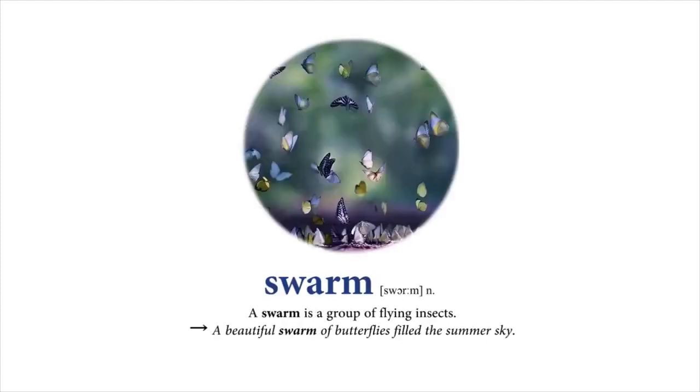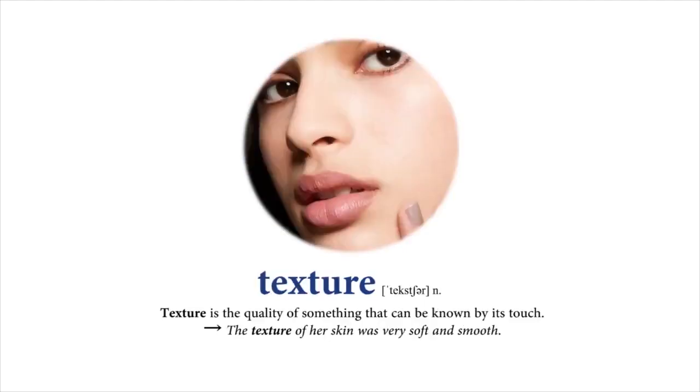Swarm. A swarm is a group of flying insects. A beautiful swarm of butterflies filled the summer sky. Texture. Texture is the quality of something that can be known by its touch. The texture of her skin was very soft and smooth.